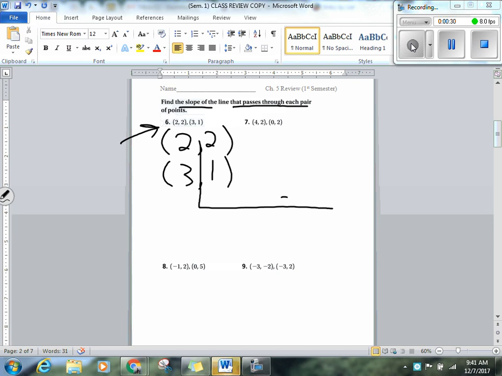I need to remember that I have to subtract the numbers. So I'm going to take the 2 and put it right in front. I'm going to take the 1 and put it over here next to it. I'm going to take these numbers right here and put them right on the bottom. 2 goes right here. 3 goes right there.